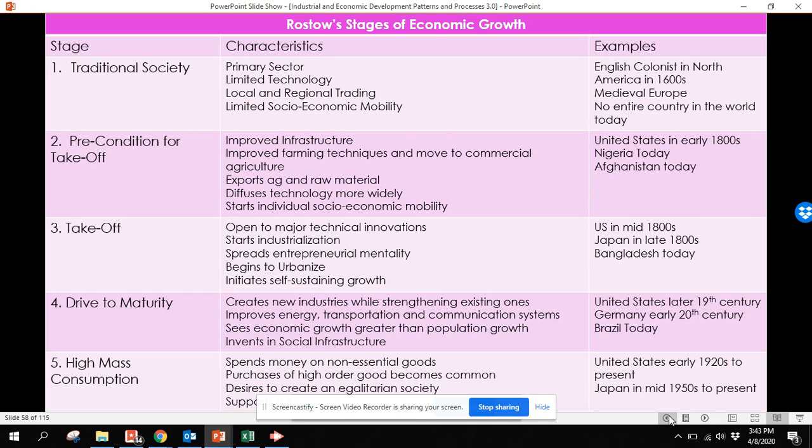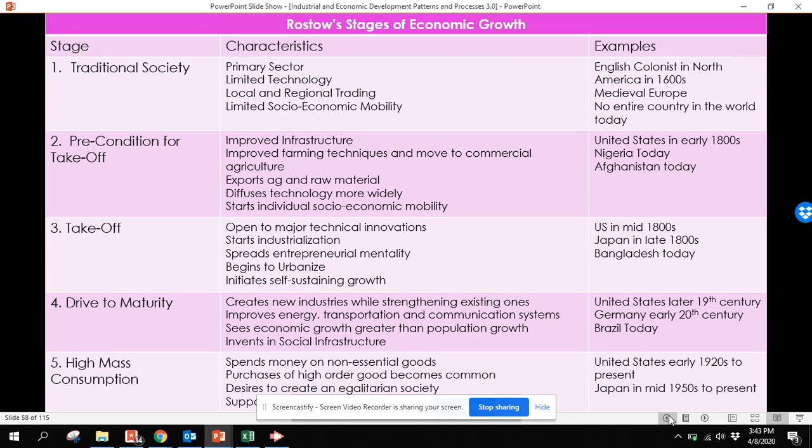You are starting to see you become more urbanized, and you're going to start to see way more growth happen over time. Again, it's all internal though. There's no real trade. You can be focusing on international trade, but that's not the focus. The focus is on your internal mechanism. Fourth is the drive to maturity, when essentially your stuff in stage three is going to spread out throughout the economy. And then stage five is you are now going to be in the tertiary sector.